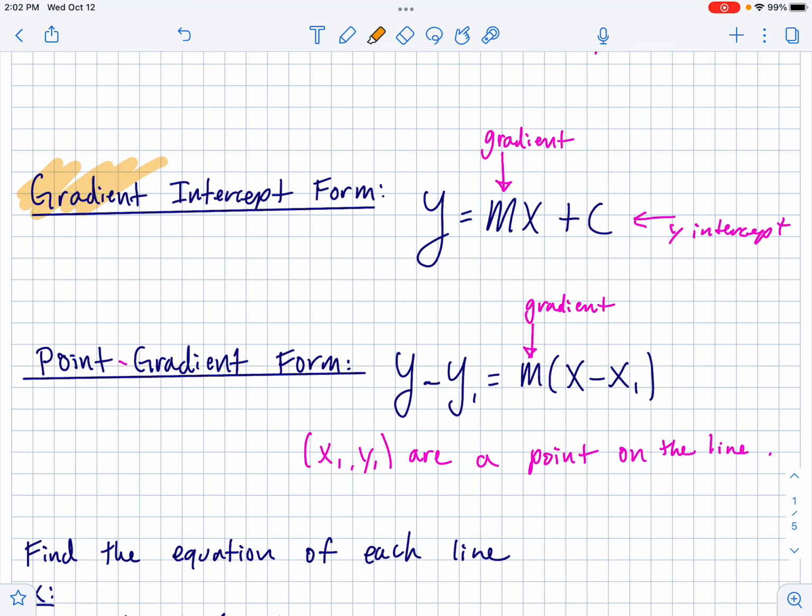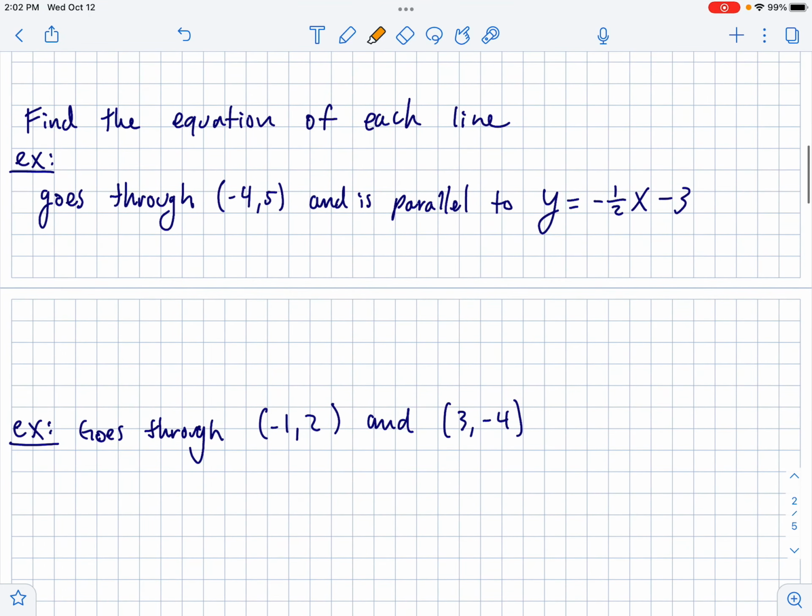In general, I think that we can just use gradient-intercept form. I don't see the point, no pun intended, to point-gradient form. Sometimes I'm like, why is it useful? I feel like we always just put it in gradient-intercept form, slope-intercept form.